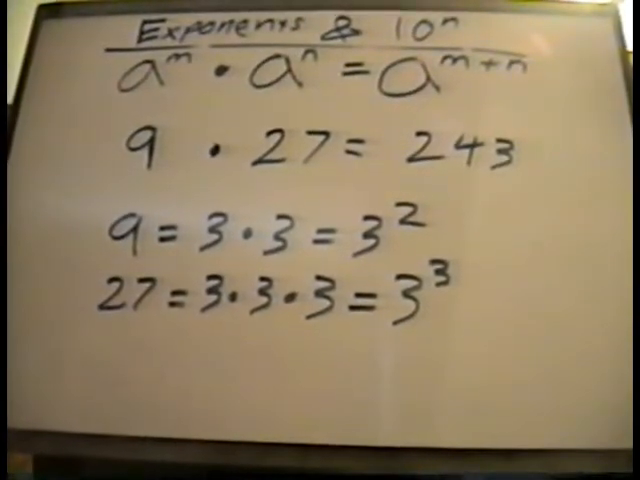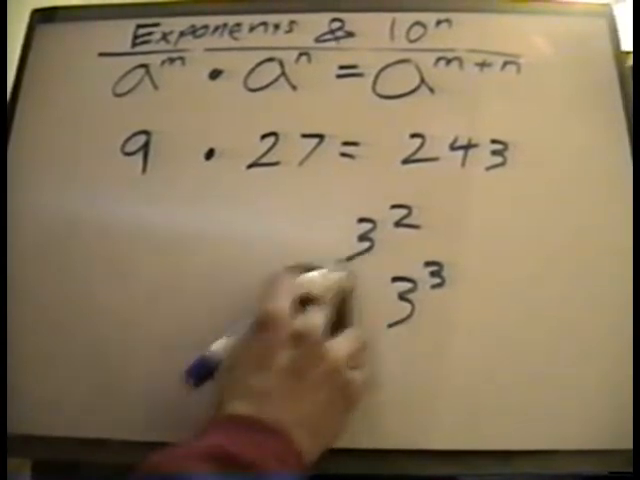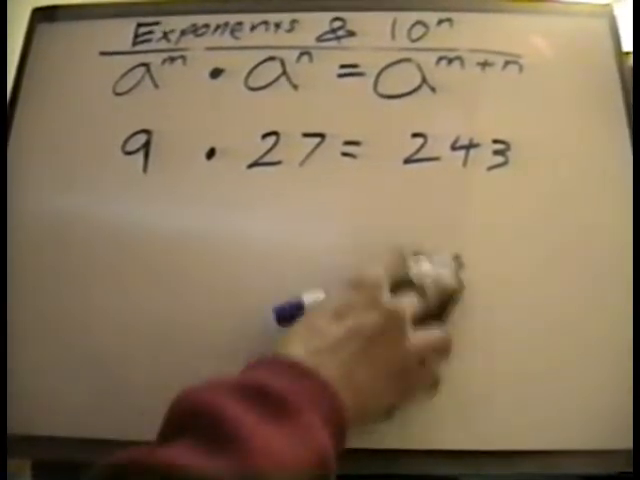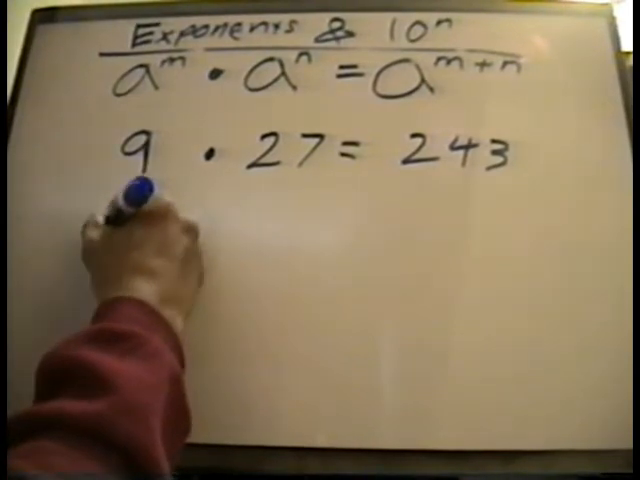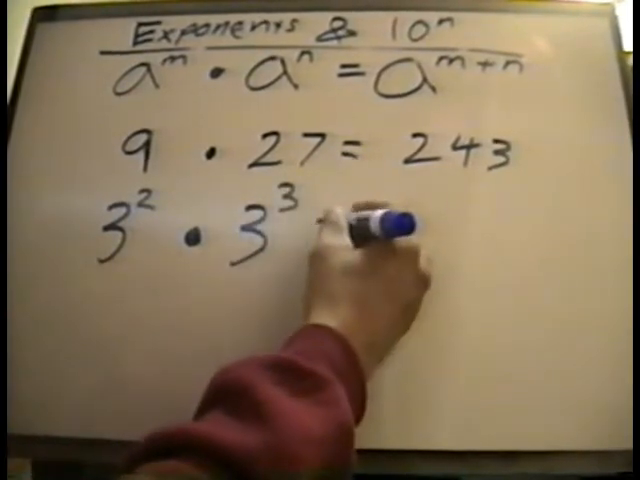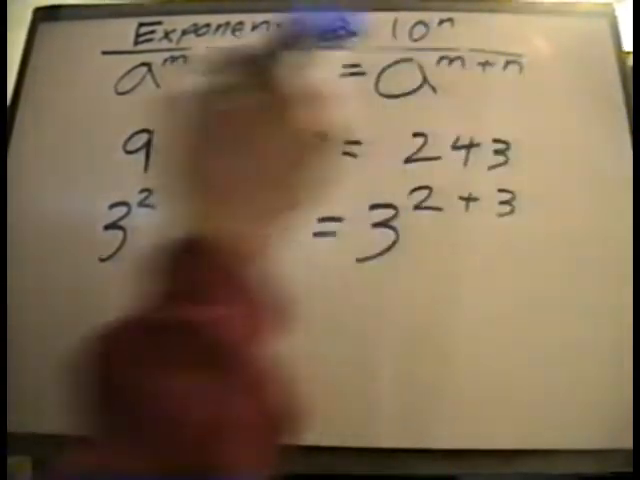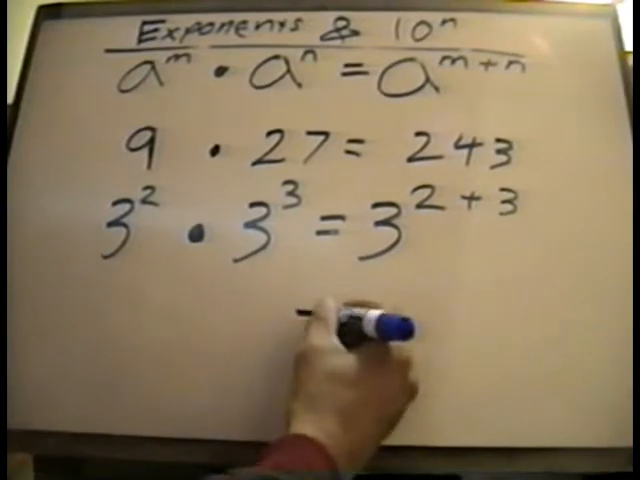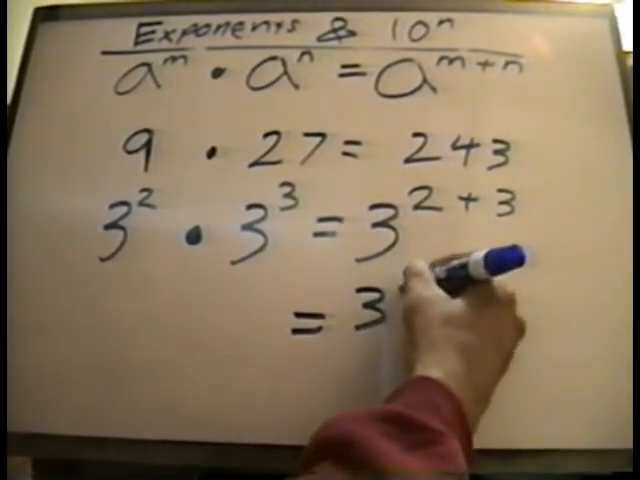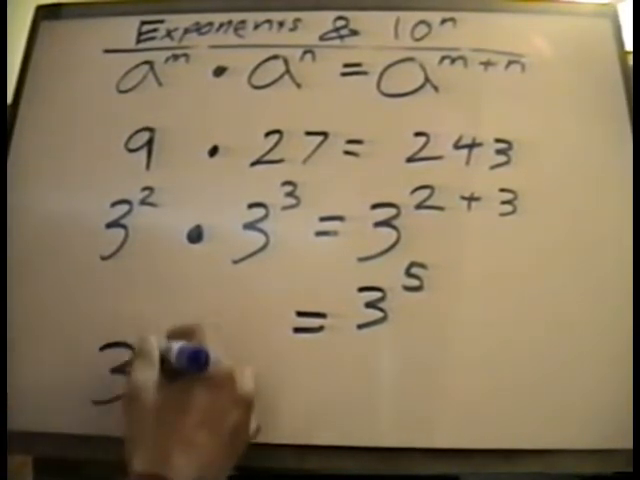Okay? So we substitute these values in for 9 and 27: 3 squared and 3 cubed. It's going to give us 3 to the power of 2 plus 3. So that gives us 3 to the power of 5. Okay? And 3 to the power of 5 is equal to 243.